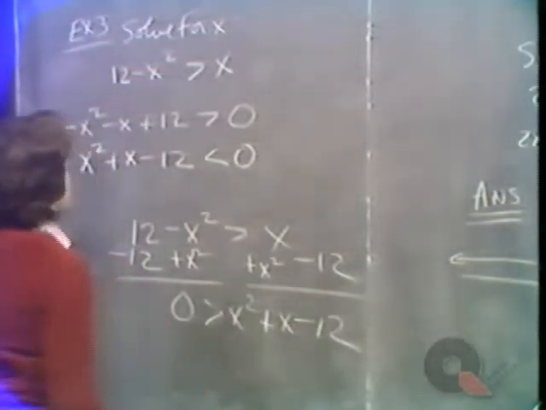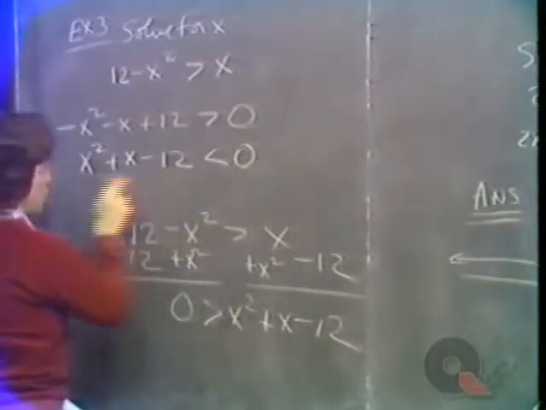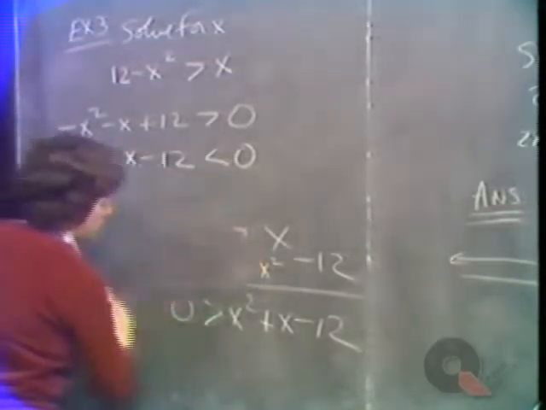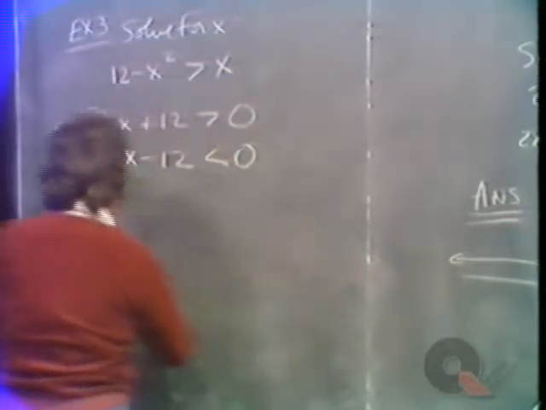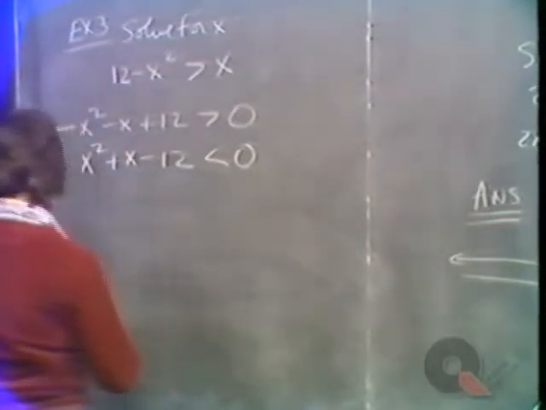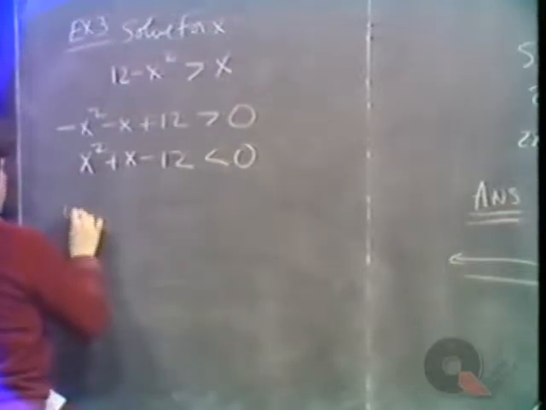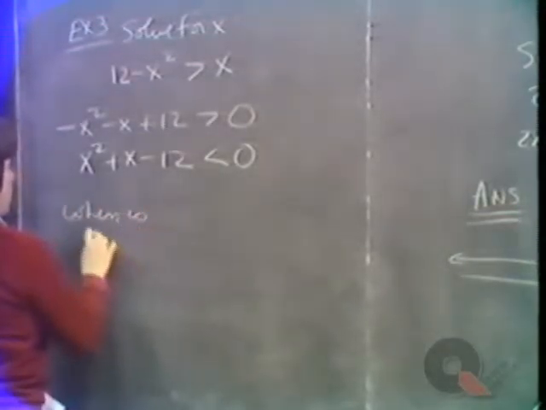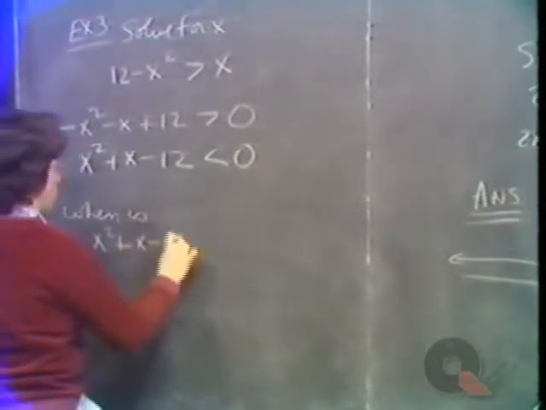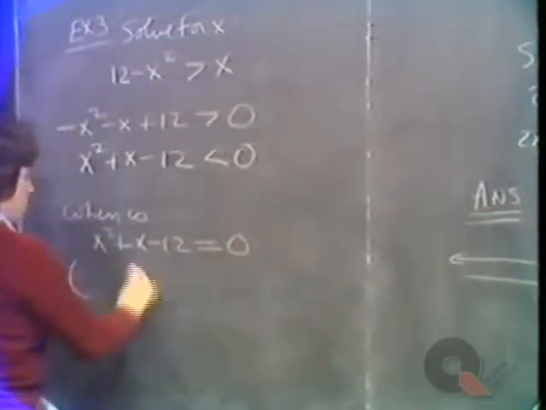So this is the question. Solve for x. Find out when this expression is negative. Okay, the first thing to do is to find out when it is equal to 0. When is x squared plus x minus 12 equal to 0?